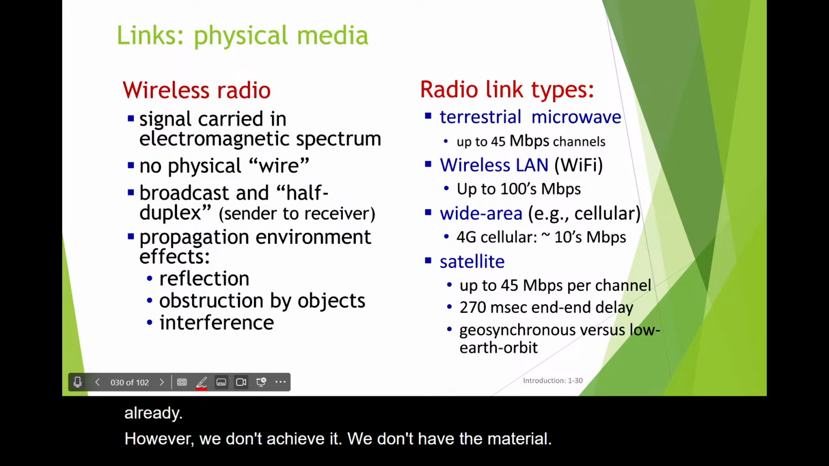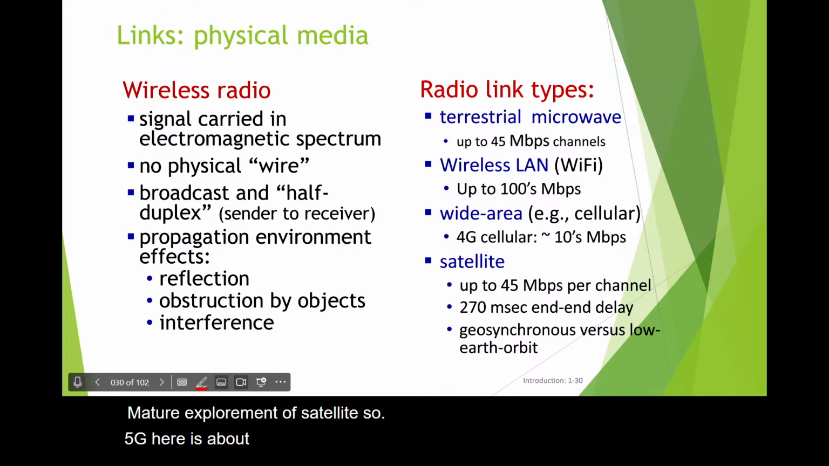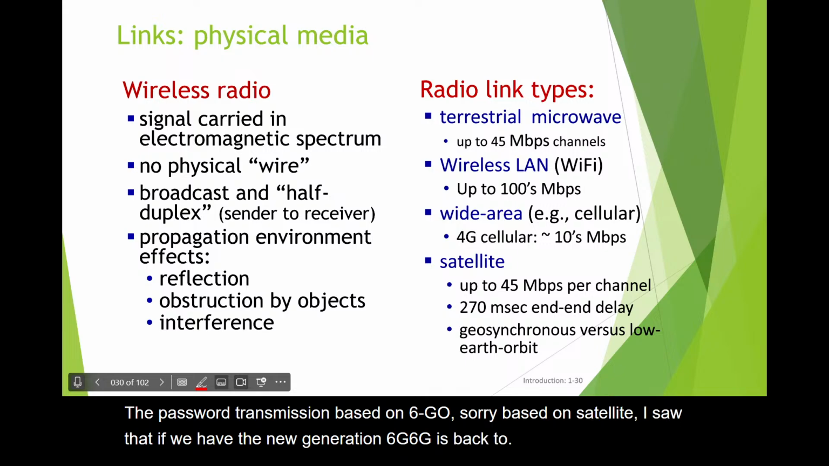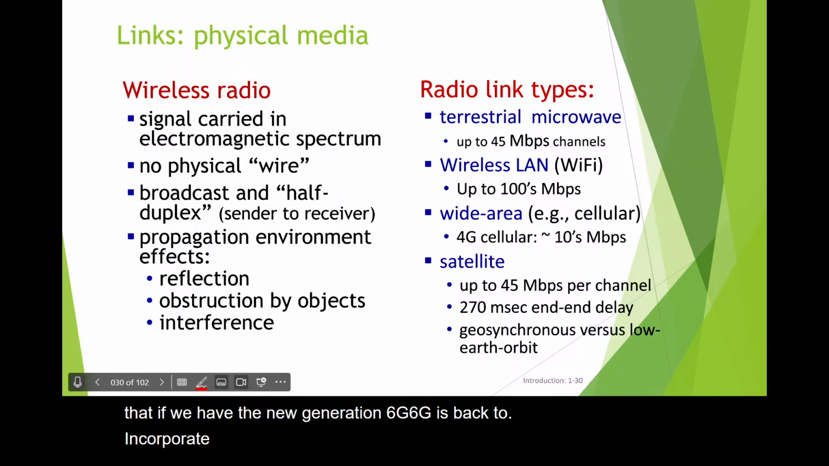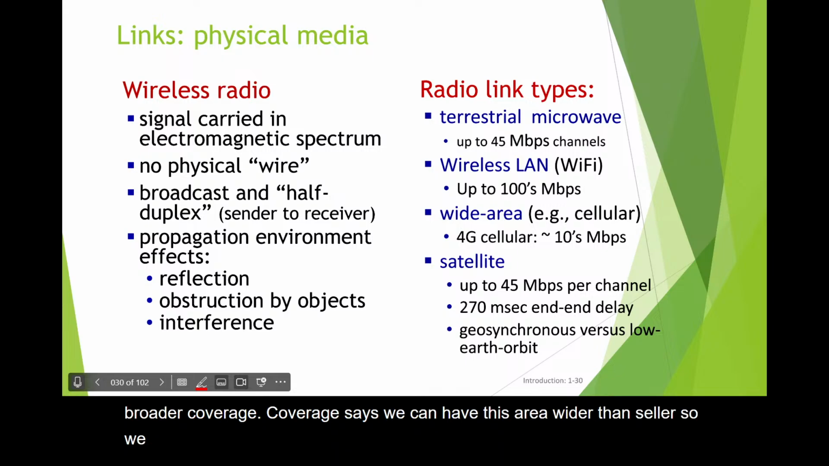We don't have the mature explosion of satellite. So 5G here expects to include possible transmission based on satellite, and the new generation 6G expects to incorporate satellite as one possible solution. So satellite should provide broader coverage. Coverage means we can have an area wider than cellular, so we have even larger coverage. Of course, we expect that one for sure.